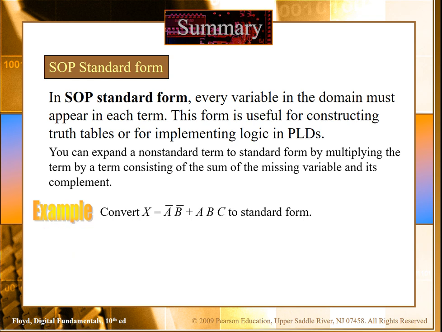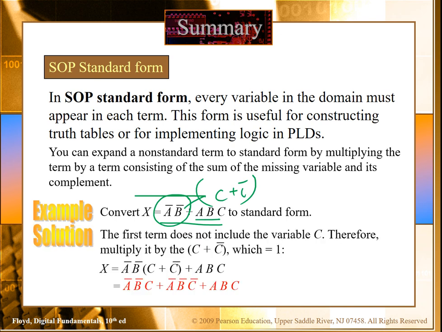This is an example. This is the non-standard form. There are three variables in this, and this term doesn't have the third variable. So what we can do is multiply this with this term. With the simplification, we can get the standard form of SOP. So solve this, and we will solve it again in the live session.